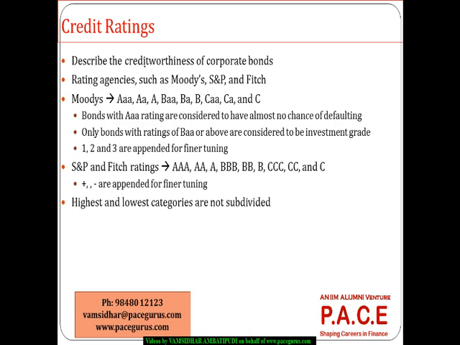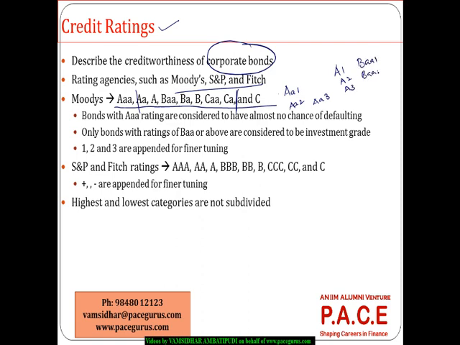Now, to assess the creditworthiness of companies and corporate bonds, there are credit ratings given by companies like Moody's, S&P, and Fitch. Moody's gives a rating like this: AAA, AA, A, BAA, BA, B. And even within this, from the second grade till the last-but-one grade, or even the last grade, they have something like AA1, AA2, AA3, just again a subdivision internally. Similarly, A1, A2, A3, BAA1, BAA2, BAA3. So they have given some kind of subgrading also.